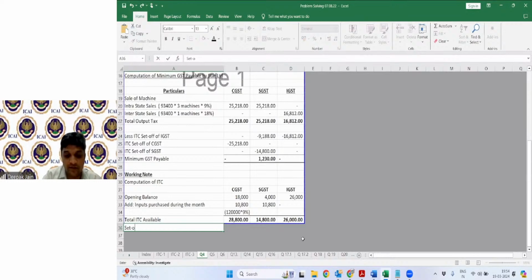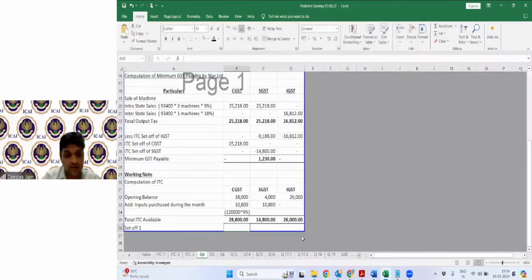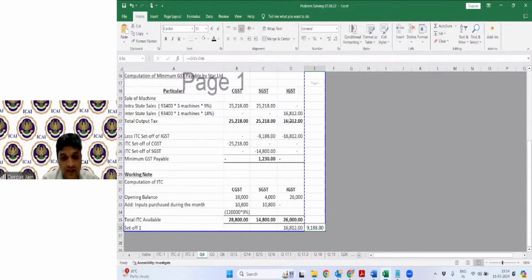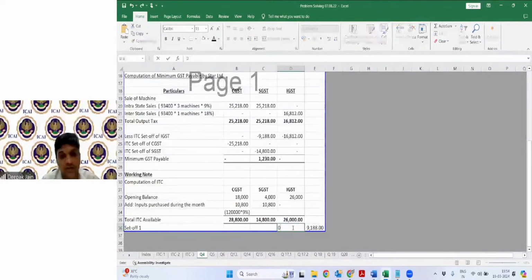Set off 1. From this, we will clear off the IGST liability. ठीक है? Balance कितना बचता है? 26,000 minus 6,000, 16,812. So set off 1 IGST. अभी जो ये balance बच रहा है 9,188, IGST credit can be used for paying IGST liability first.